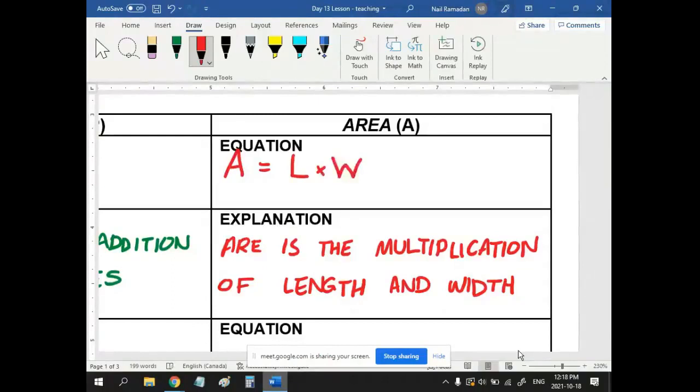Could you actually multiply width times length? Of course you can, but you will always hear it length times width. Everyone's going to say always length times width.